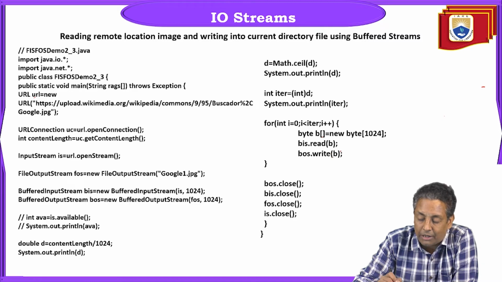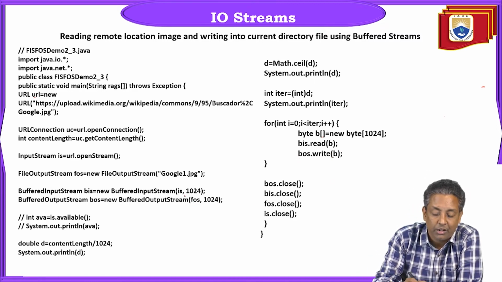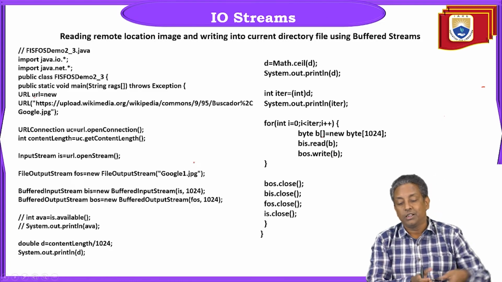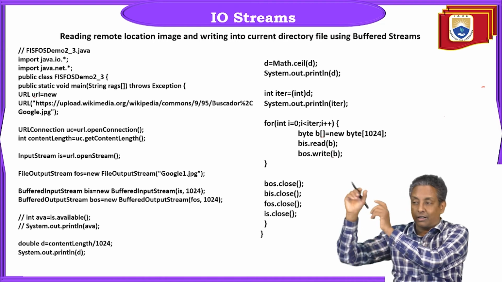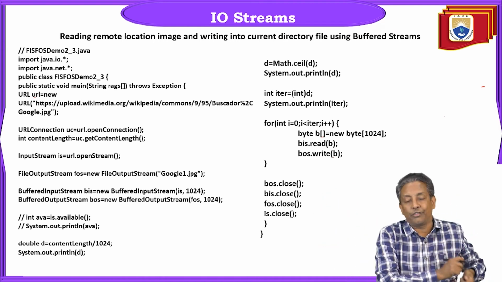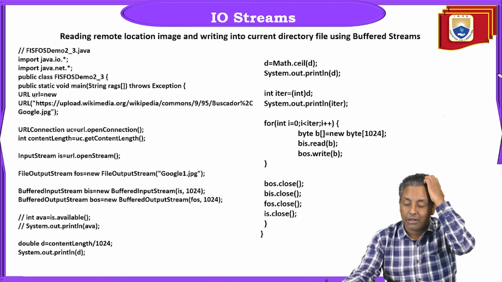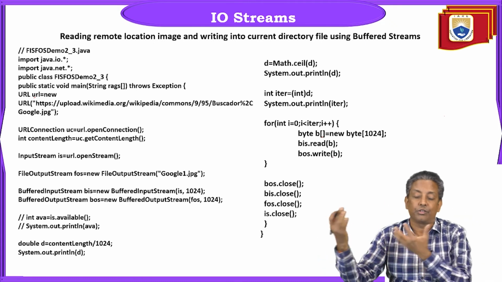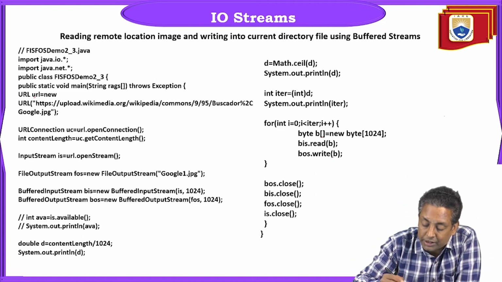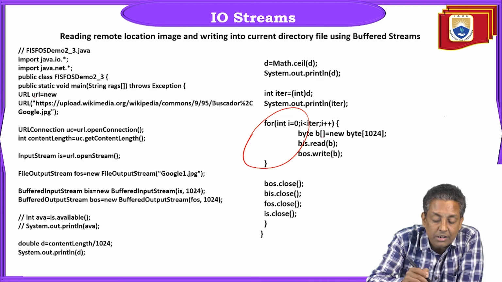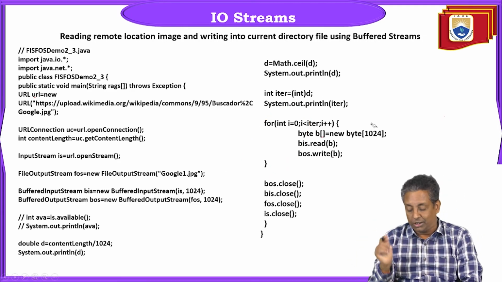That array you give to the write method. BufferedOutputStream is pointing to FileOutputStream, and FileOutputStream is pointing to google1.jpg. So that entire 1024 bytes will be written into the google1.jpg file. Again, the second 1024 bytes, again write. Again the third 1024 bytes, like that. Every time 1024 bytes of data will be read and written to the file with this logic. This is reading a remote location image and writing into a current directory file using BufferedInputStream.